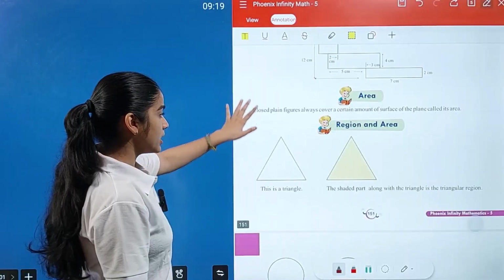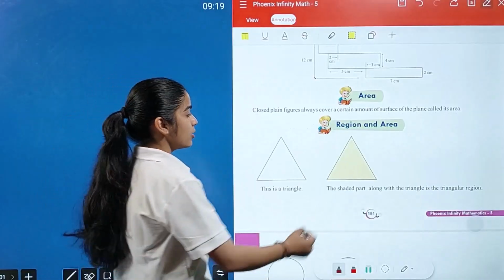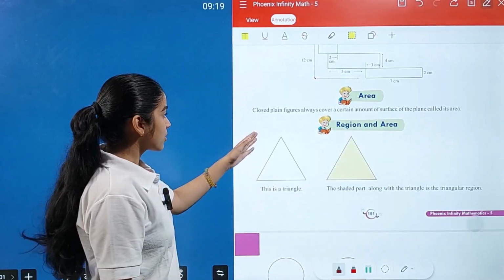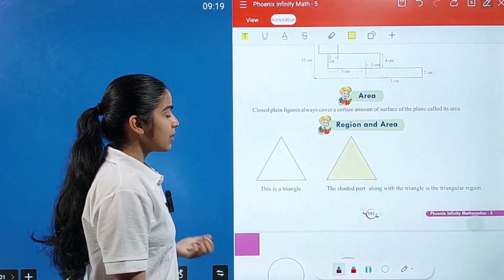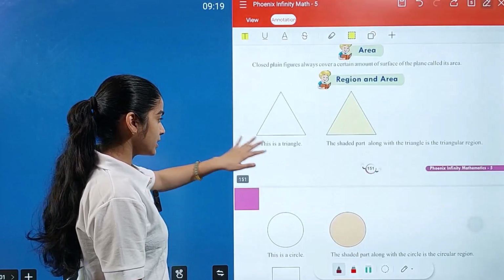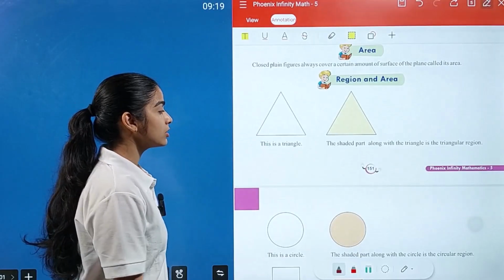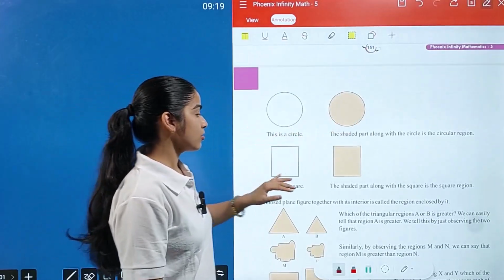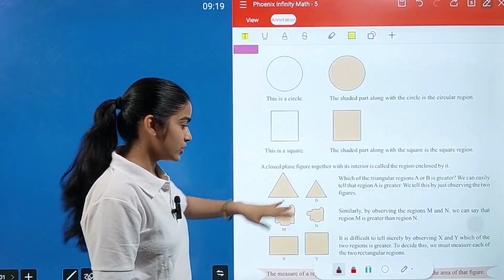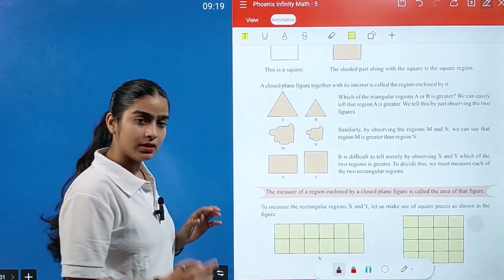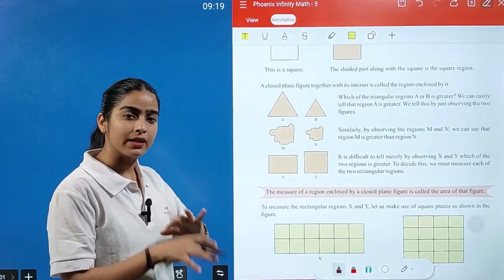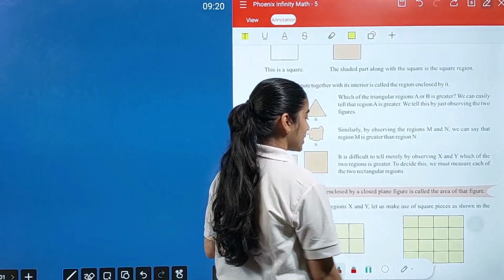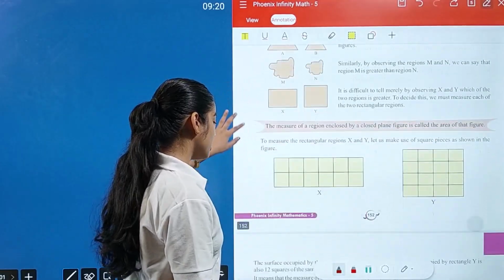Now we deal with area, and I already told you the region occupied, the region inside your boundary, it's called your area. Closed plane figures always cover a certain amount of surface of the plane called its area. This is a triangle. The shaded part along the triangle is the triangular region. This is a circle and the shaded part is the circular region. Square, and this is the square region. So we understand, okay, the region we have inside the boundaries, that is your area. The measure of a region enclosed by a closed plane figure is called the area of that figure.